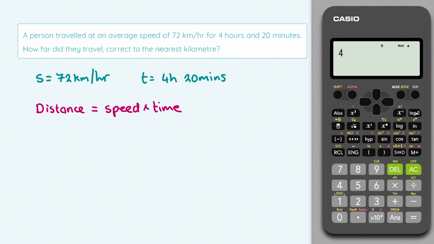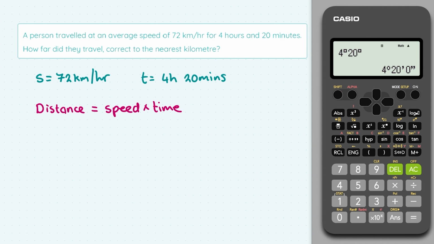So I'm going to type 4 for hours, then I'm pressing my degrees, minutes, seconds button to get a little box which represents the hours. Then I'm putting in 20 and I'm pressing the degrees, minutes, seconds button again here to get minutes. So I have 4 hours and 20 minutes typed in here. And if I press equals, 4 hours, 20 minutes and 0 seconds pop up.